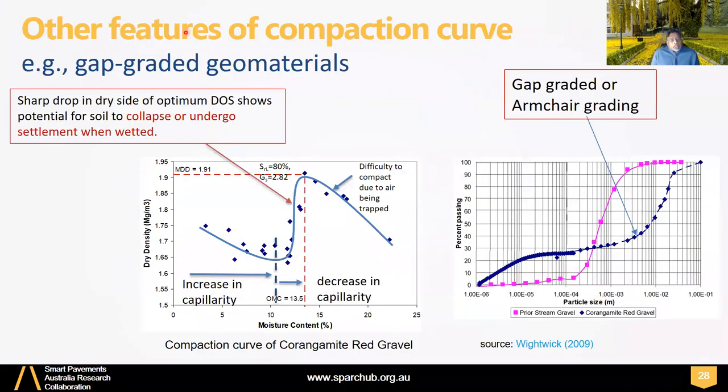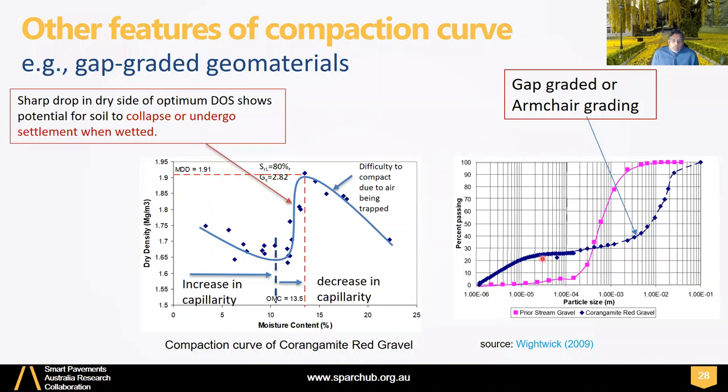So other features of compaction curve. So here you can see gap-graded geomaterials. And it's a prior stream gravel sourced from New South Wales by one of our PhD students. And you can see here, it's an armchair kind of gap-graded gradation. Sorry, this one. This is the gradation blue one here. Other one is a different gradation curve.